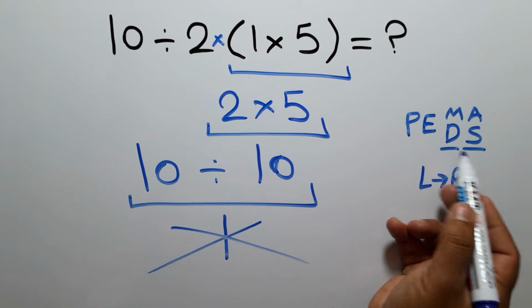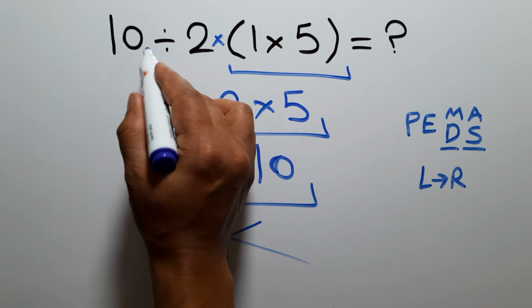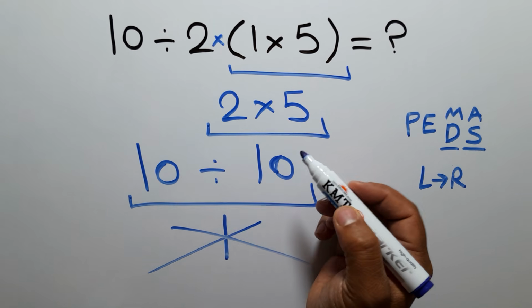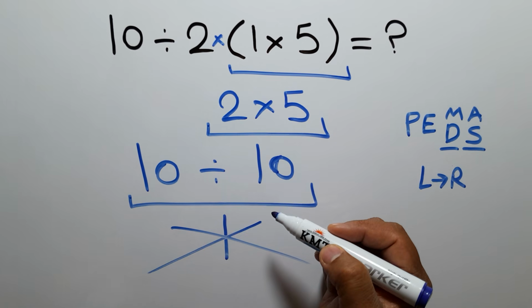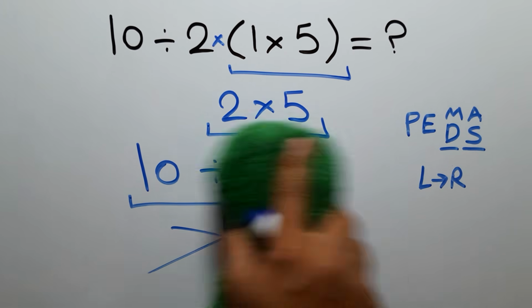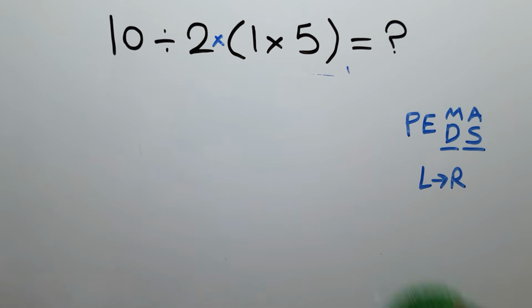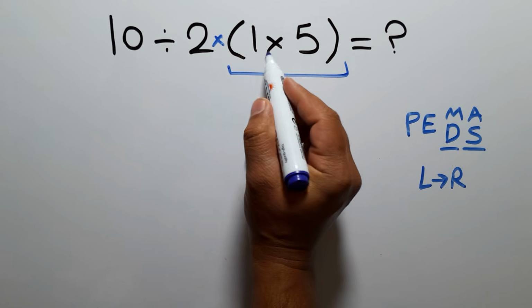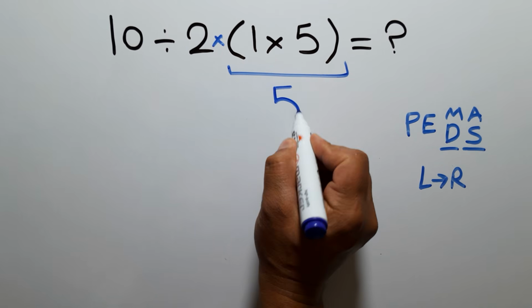Okay, so according to PEMDAS, first we have to do this parenthesis, then this division, and finally this multiplication. If we do this multiplication before this division, it's wrong. So first we have to do this parenthesis. Inside this parenthesis we have 1 times 5, which equals 5.